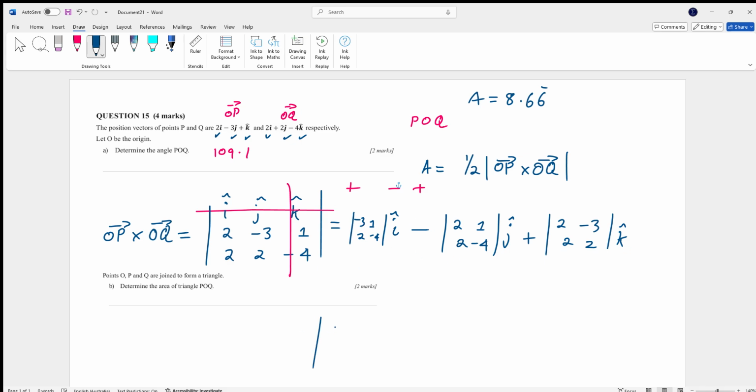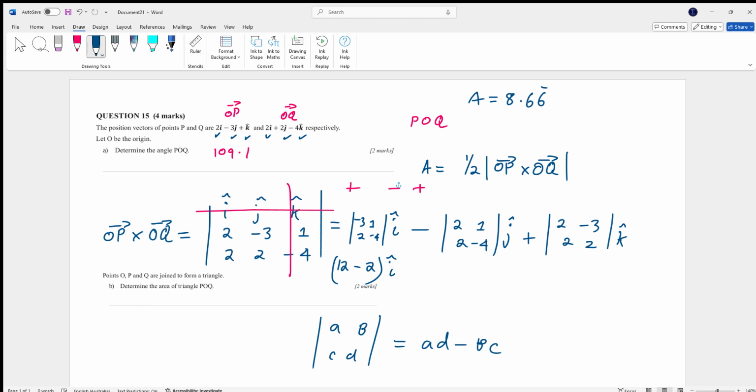Now we've got to find the determinant of each of these here to determine our vector. So if you remember, if you have a matrix A, B, C, D, the determinant of that with those vertical lines there would be A times D minus B times C. So we're going to do this with each of these. So you're going to have negative 3 times negative 4, which gives you positive 12, minus 2 times 1, which is 2. So that's your I component.